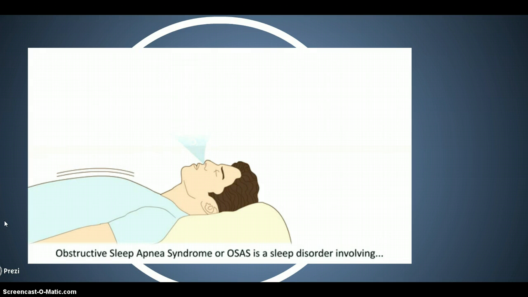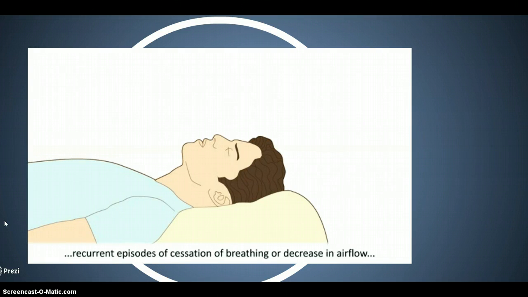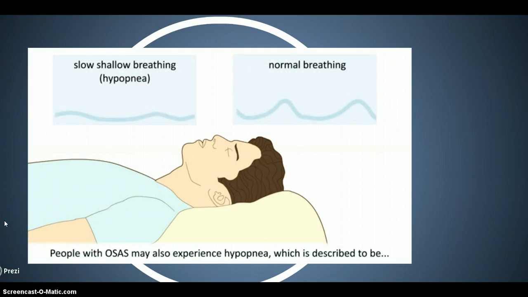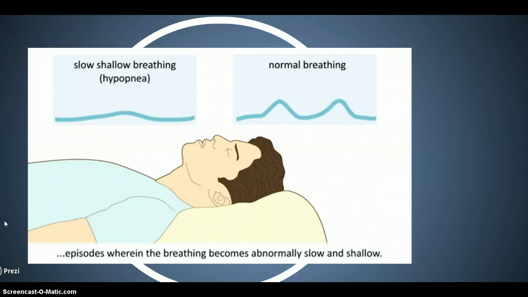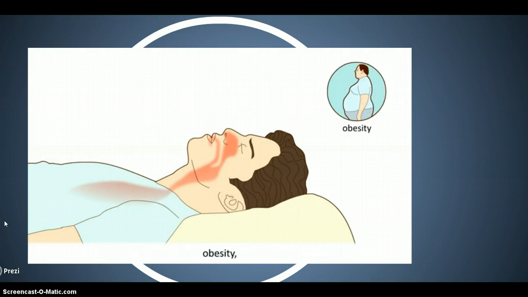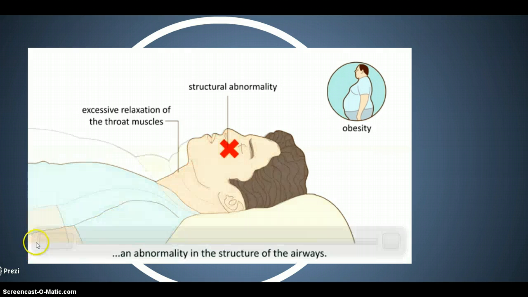Obstructive sleep apnea syndrome, or OSAS, is a sleep disorder involving recurrent episodes of cessation of breathing or decrease in airflow for 10 seconds or more while sleeping. People with OSAS may also experience hypopnea, which is described as episodes wherein the breathing becomes abnormally slow and shallow. OSAS arises due to an obstruction of the airways. Obstructive sleep apnea syndrome can be caused by obesity, excessive relaxation of the throat muscles, or an abnormality in the structure of the airways. Obesity.